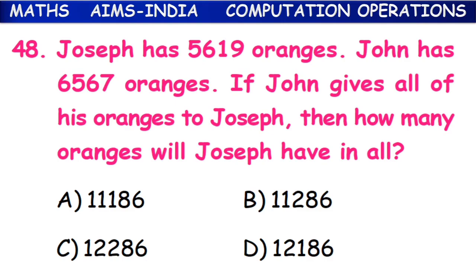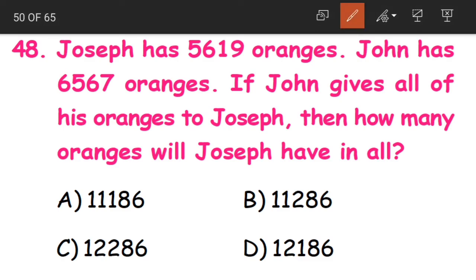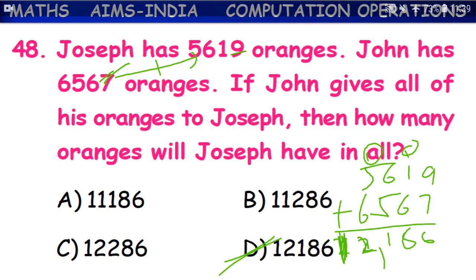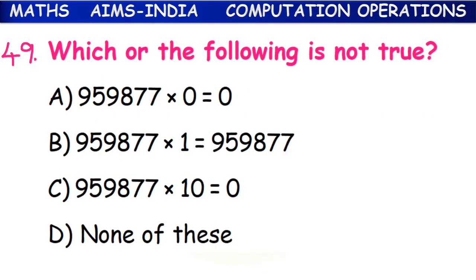Now we have done a very similar problem, right children? I think the same problem is repeated here. What should we do? We should just add both the numbers of oranges given here. Yes, so that we'll get the answer. 5619 plus 6567 becomes what? 16, 8, 11, again 12. Yes, 6 plus 6 is 12. So what is the answer? 12,186, option D. We've already done this, right children? So I have explained it very quickly.